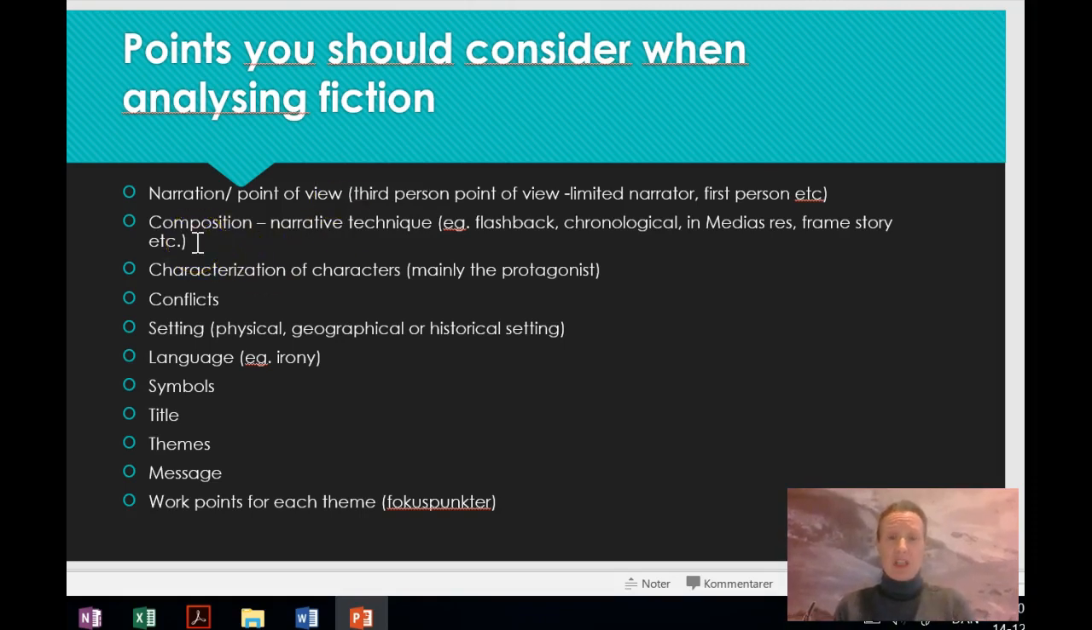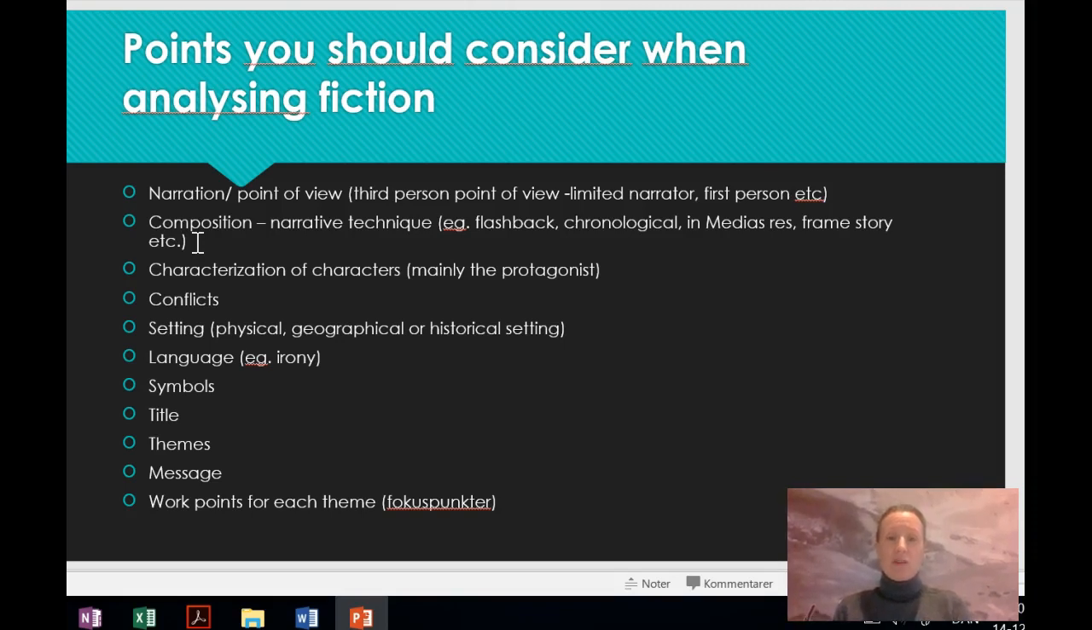Also the composition, or also say the narrative technique. Do we have a flashback? Is it chronological? Is it in medias res? Is it a frame story? That's the one we worked with in Labor Pains.